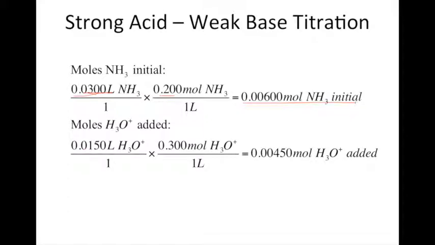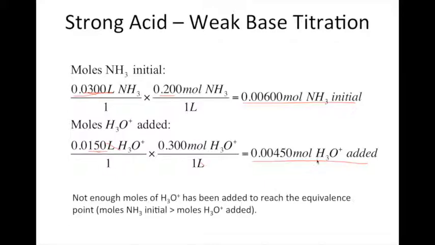Now, how many moles of hydronium, or HCl, have we added? Well, our question told us that we added 15 milliliters, so we converted that to liters, and we multiply it times the molarity. Our liters cancel, and our molarity of the HCl was given in the problem. And so up to this point, after we've added 15 mL, we've added 0.0045 moles of hydronium. So let's compare these and see what it tells us.